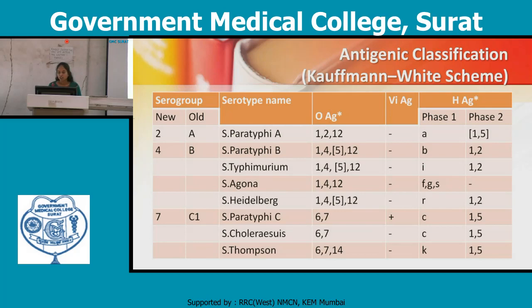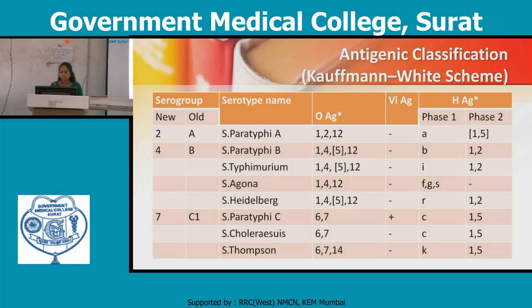Serotype S. Heidelberg contains O antigen 1, 4, 5, 12. Vi antigen is not present. H antigen in phase 1 is r. H antigen in phase 2 is 1 and 2.